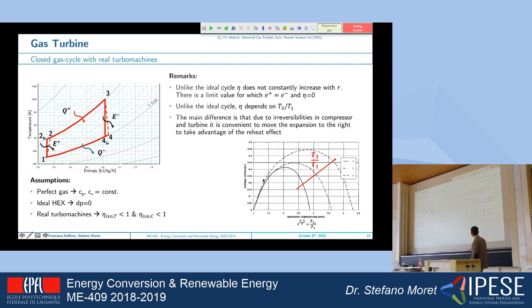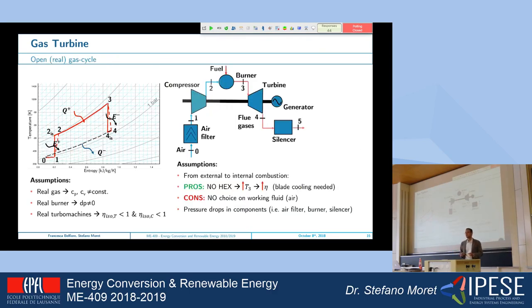And actually, we can show that for each value of the ratio of the temperature, we can find a point of maximum efficiency. So differently from what we saw before, we can find an ideal pressure ratio which maximizes the efficiency at each given ratio of the temperatures. Okay? So this is the difference between a real cycle, let's say a cycle using real turbo machines, and an ideal cycle. Now let's move to what is a real world cycle.